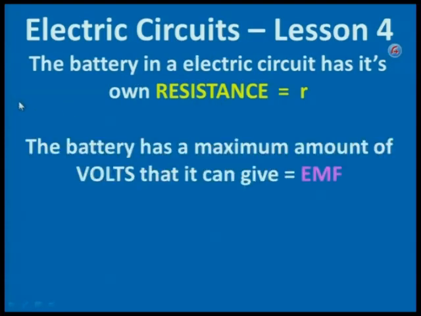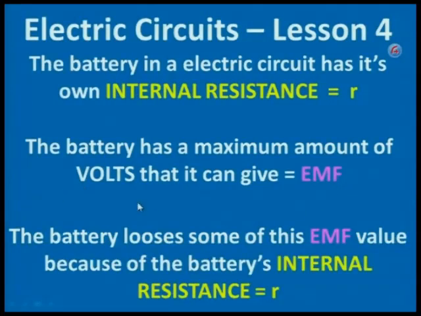So, the battery has a maximum amount of volts that it can give, which we now call the EMF. But it cannot always give that maximum amount of volts because the battery has its own little amount of resistance that takes energy to push the electrons through that resistance. So, the battery loses some of this EMF value because of the battery's internal resistance.